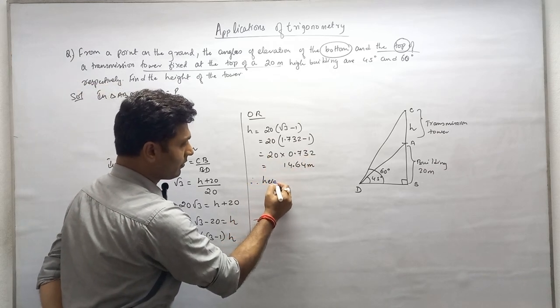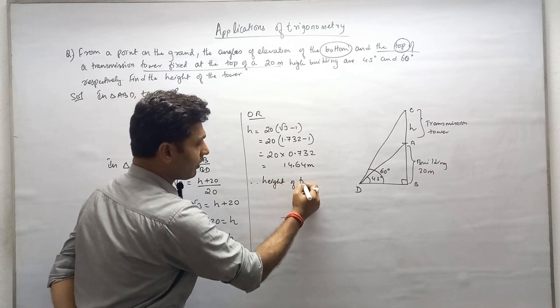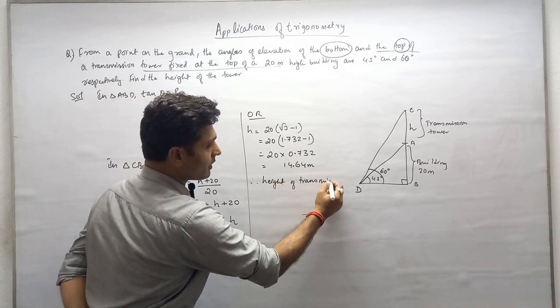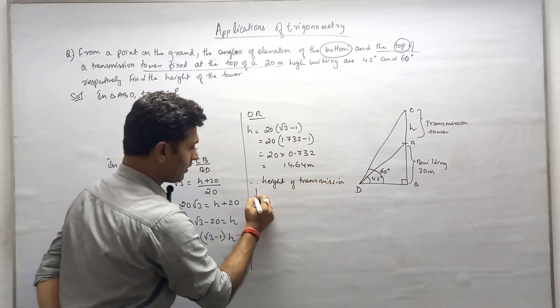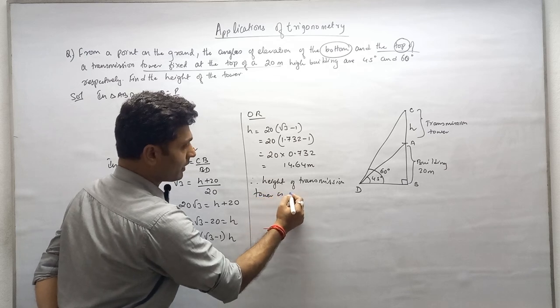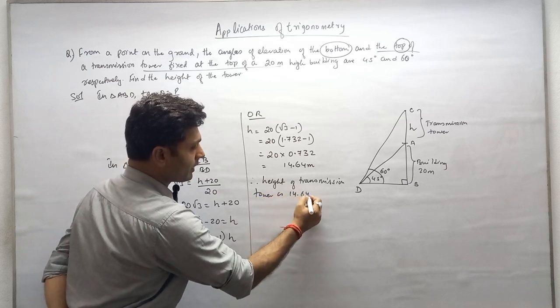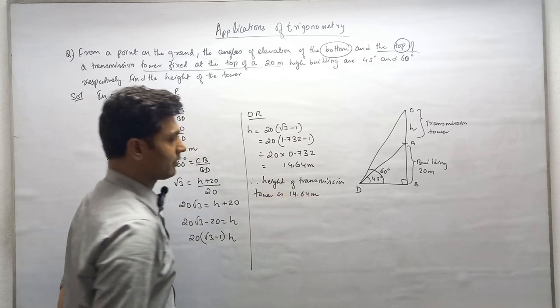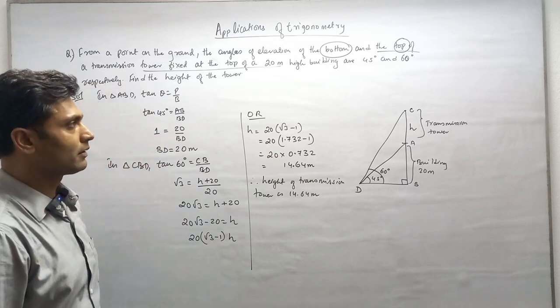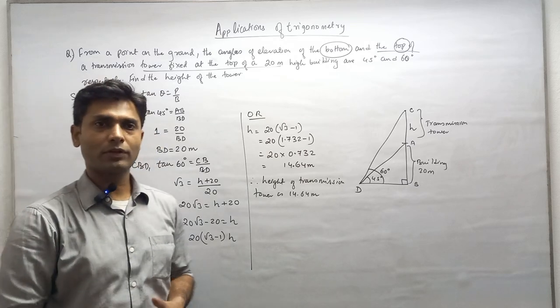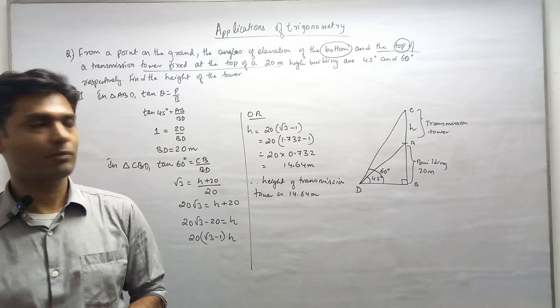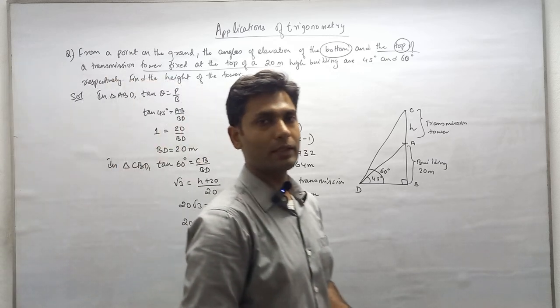Therefore, the height of the transmission tower is 14.64 meters. So we'll do this much for today. We'll take up some more questions in the next class.